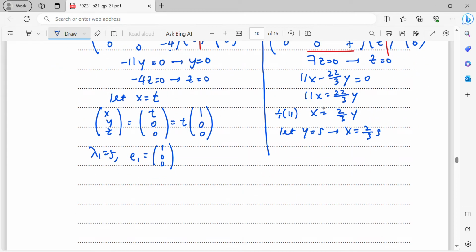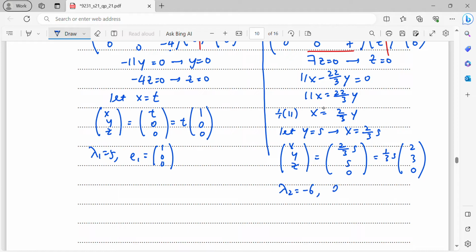Okay, and then I will write down my solution first. So it will be 2 over 3 s for the x. The y is 1s. The z is 0. From here, I can factorize 1 over 3 s. So the first term becomes 2. The second term, when you factorize 1 over 3 s from s, you are getting 3. Then here is 0. So from here, I will say lambda 2 is minus 6. Then the E2 will be 2, 3, 0.